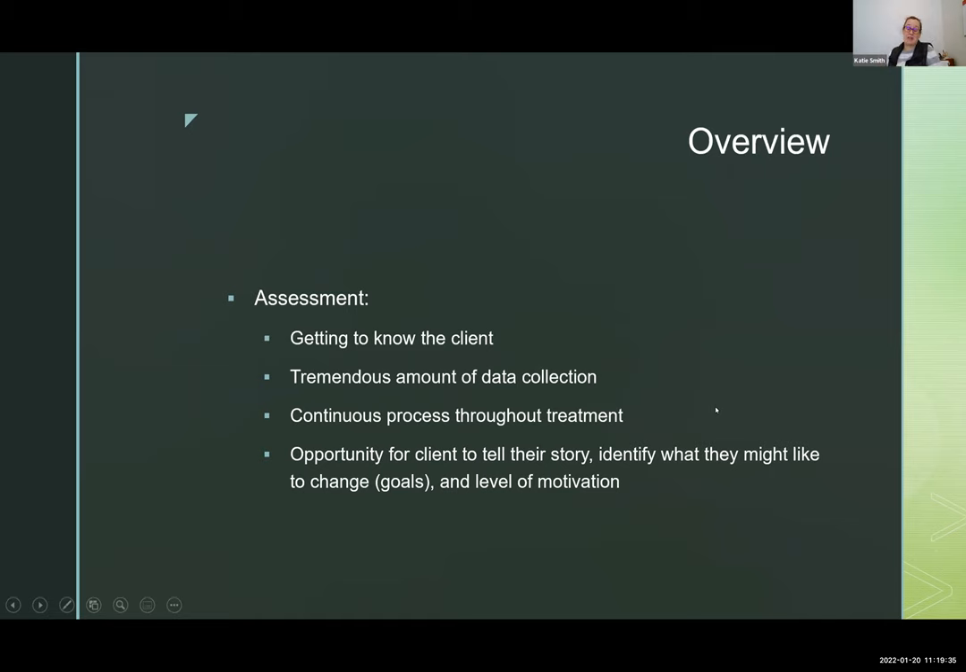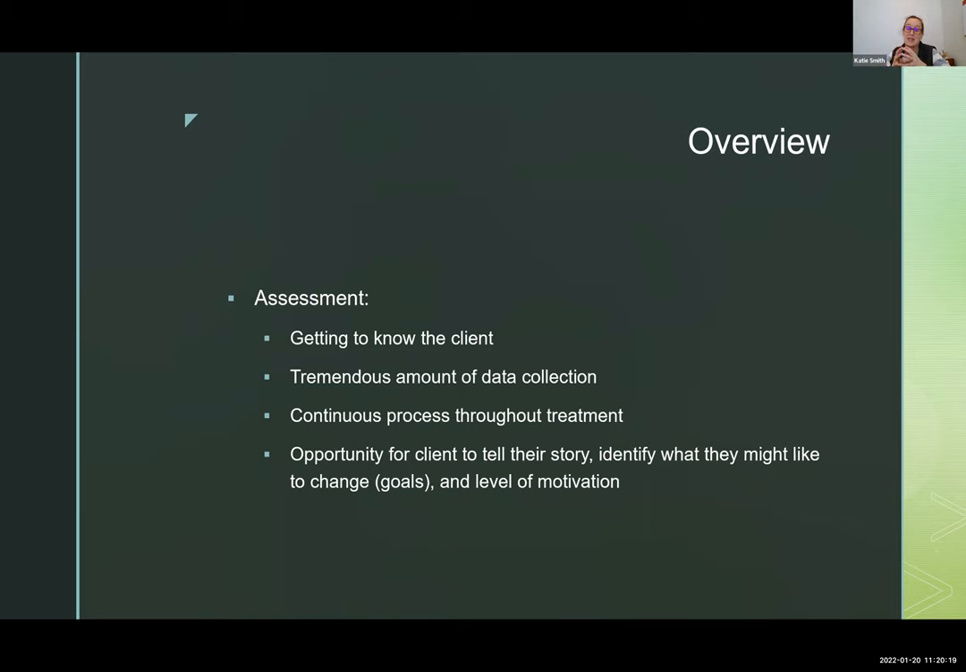So assessment, what is the purpose of the assessment? Part of that purpose is engagement, getting to know the client. It is a tremendous amount of data collection. It is probably the most you'll talk in a non-psychoeducational setting to collect data. And it's a continuous process throughout treatment. Those of you taking 260 and 261 are going to learn that it's assessment and reassessment. We are constantly making sure that our clients are getting the correct services that they need.